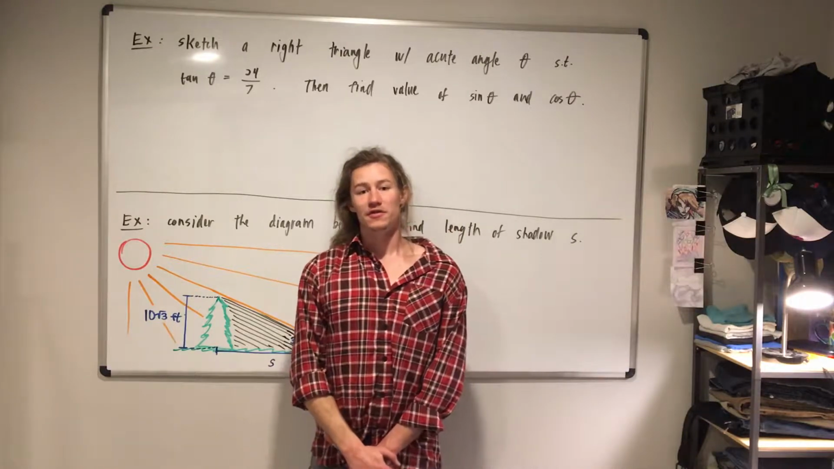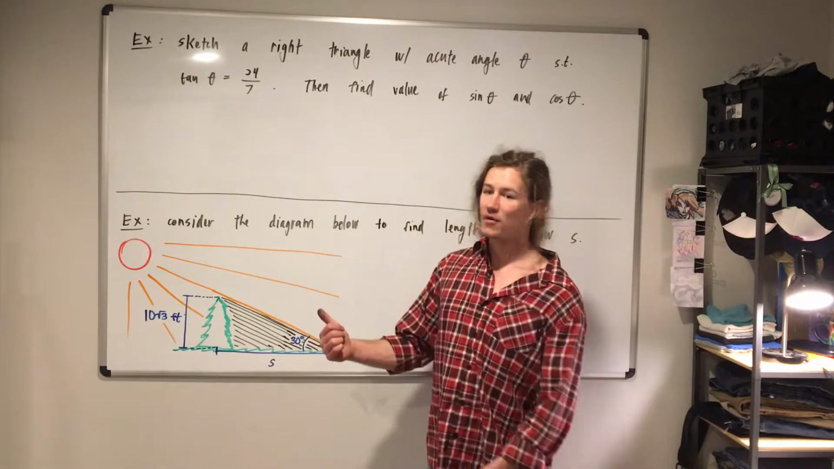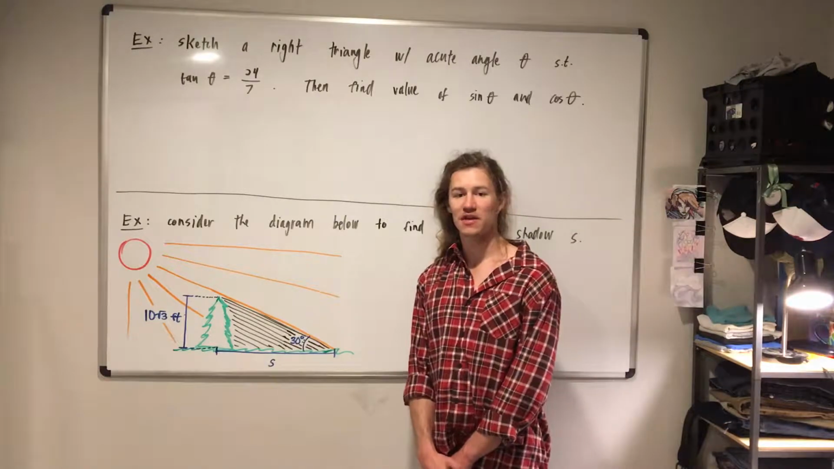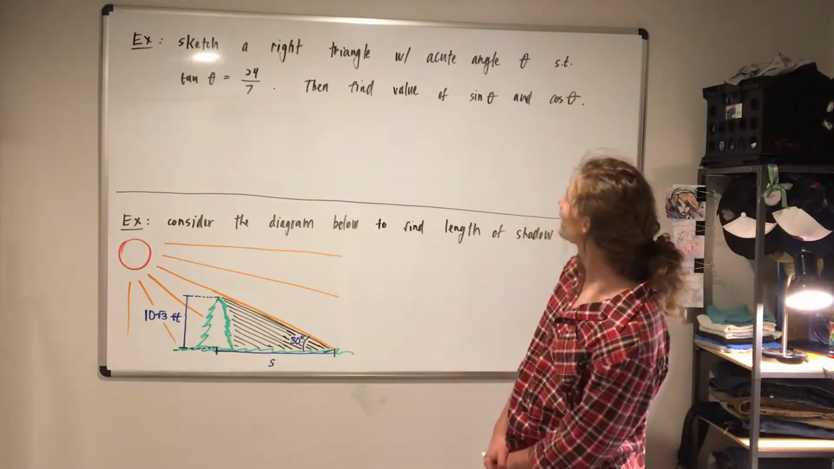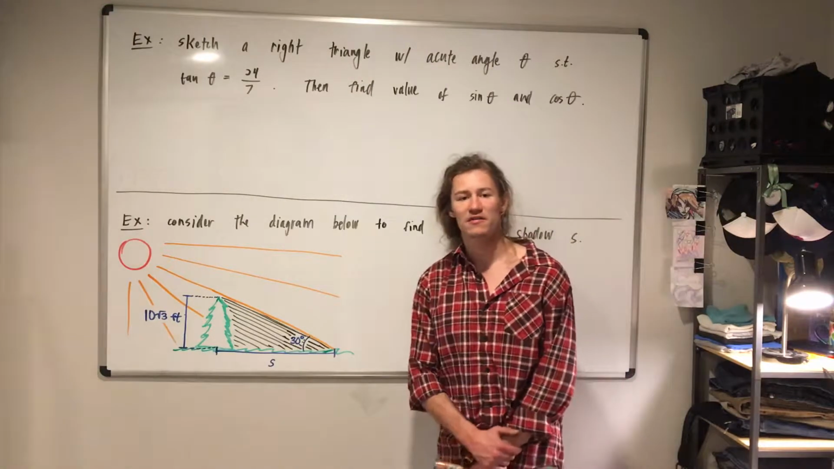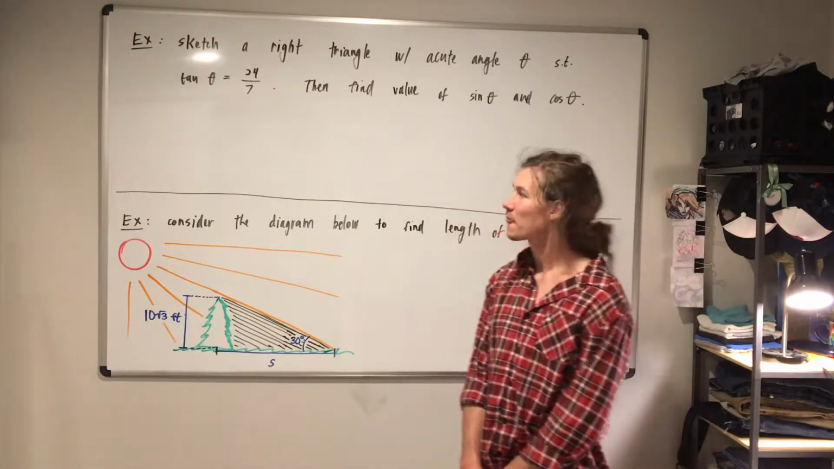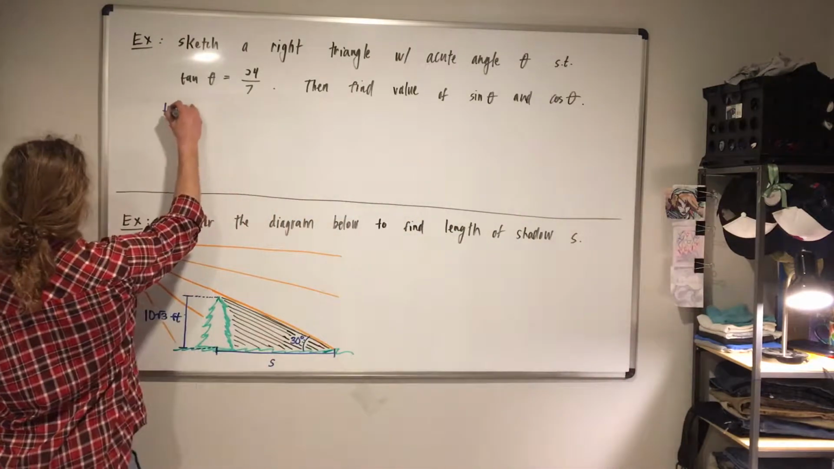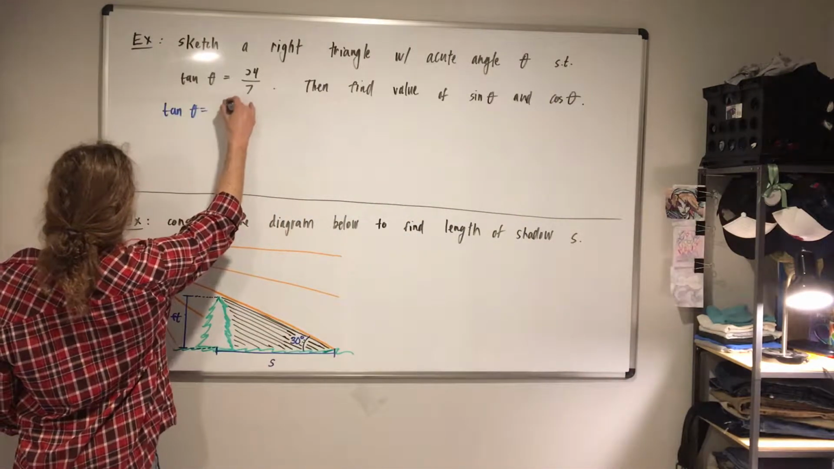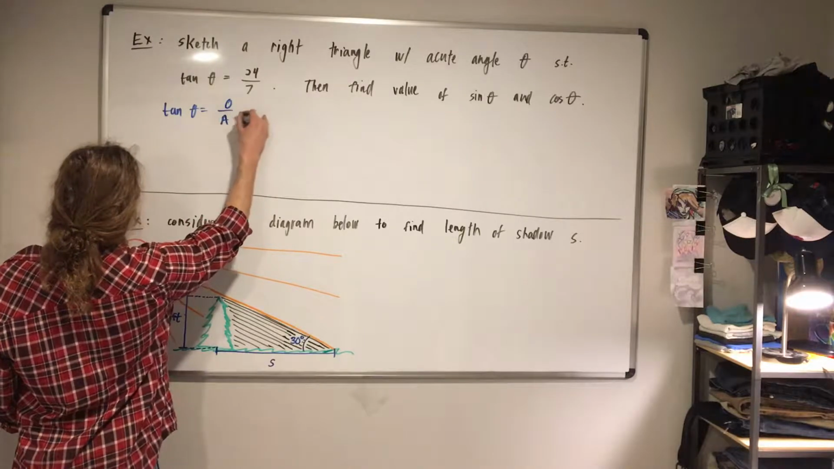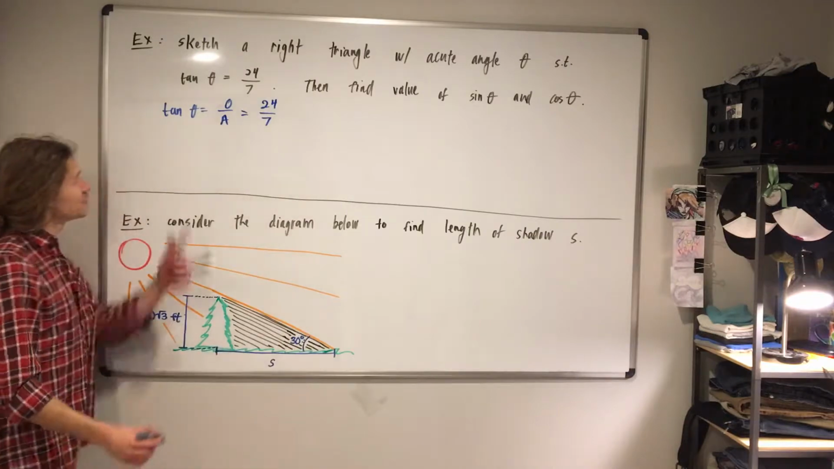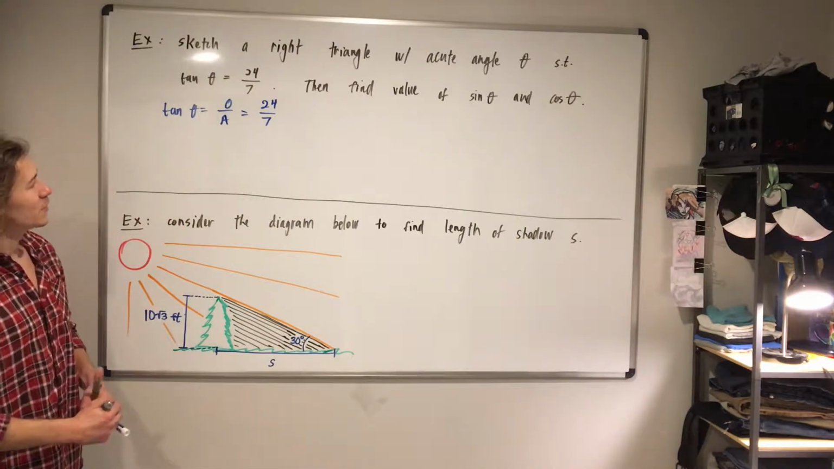Let's take a look at the solutions to the questions behind me, starting with the top question, where we sketch a right triangle with acute angle theta such that the tangent of theta is 24/7, and after which we want to find the sine and cosine evaluated at theta. So we need to first recall the definition of tangent of theta, where the tangent of theta is equal to the opposite over the adjacent side of a right triangle. And by information from our problem, we know that should be equal to 24/7.